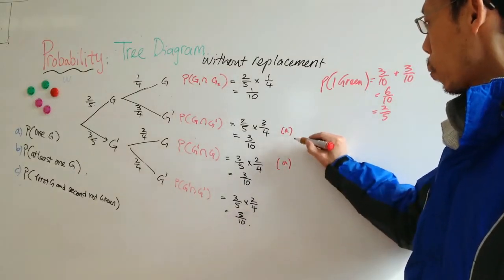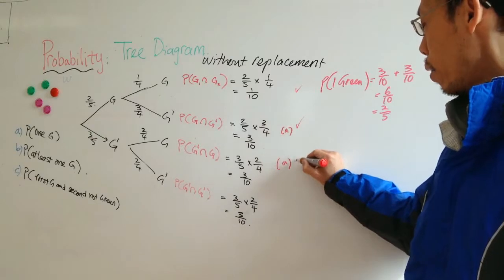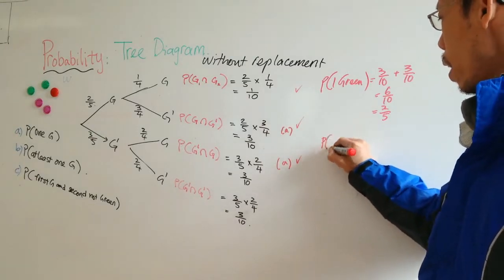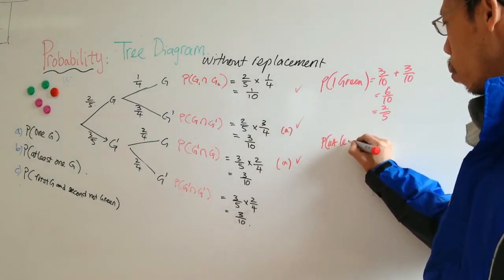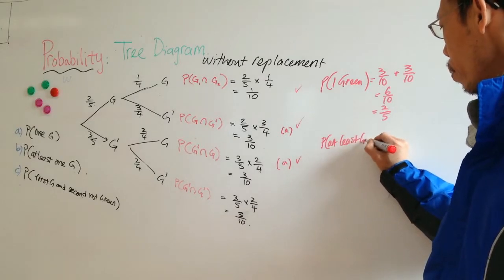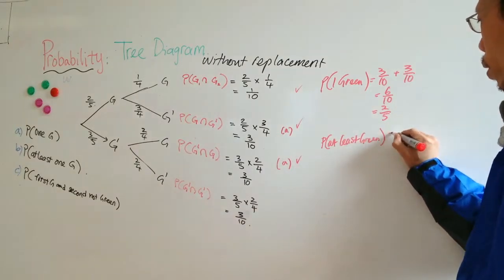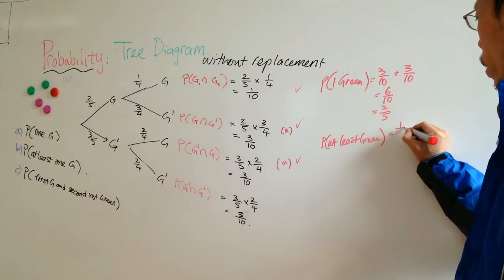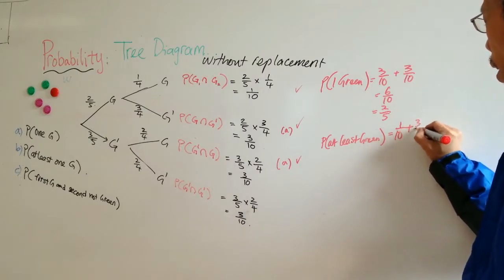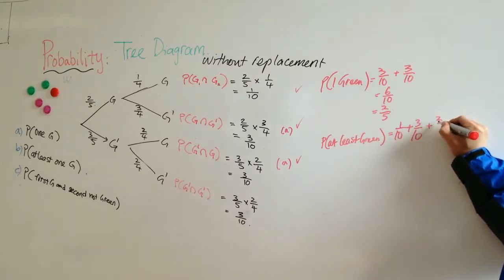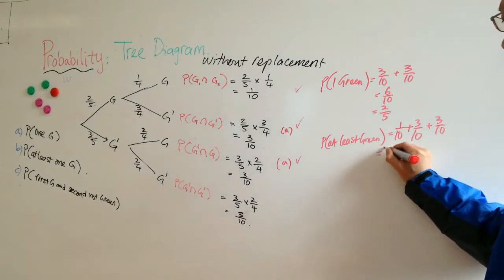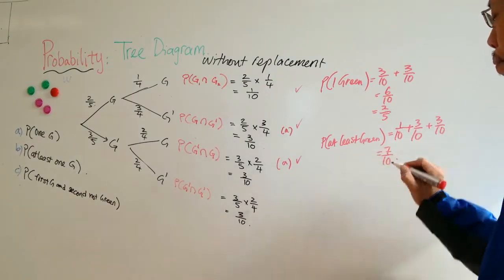Next, the probability of at least 1 green. So this is okay, this is okay, and that's okay. So the probability of at least 1 green in this case will be 1/10 plus 3/10 plus 3/10, or 7 over 10.